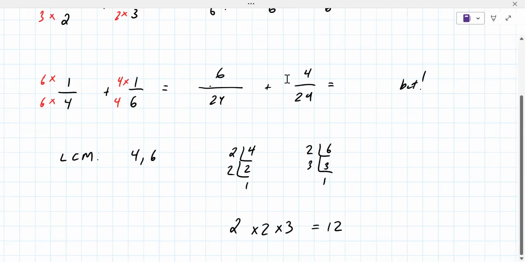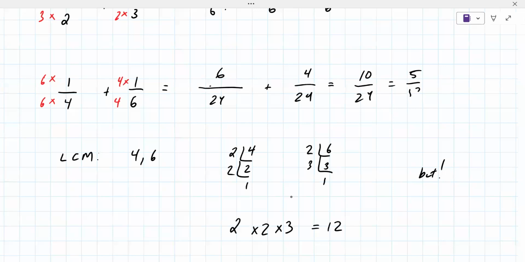Okay. So the point here is that while you can always multiply, the problem is that when you add the fractions now, you then typically have to reduce. Okay. So, you might think, oh, well, that's no big deal. I'll just reduce. Well, if you find the LCM, sometimes you don't have to reduce. This becomes 5/12 because you can divide both of them by 2.